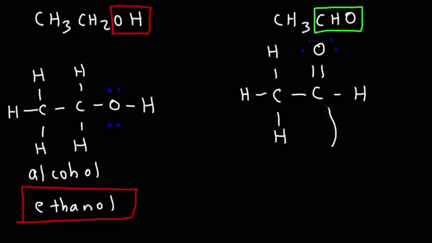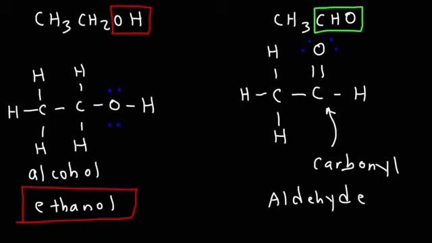So this is a carbonyl, and this particular carbonyl, which is attached to a hydrogen, that is known as an aldehyde. So that's the name of the functional group. A 2-carbon aldehyde is called ethanal instead of ethanol. So it ends in AL as opposed to OL. The common name for this aldehyde is acetaldehyde.